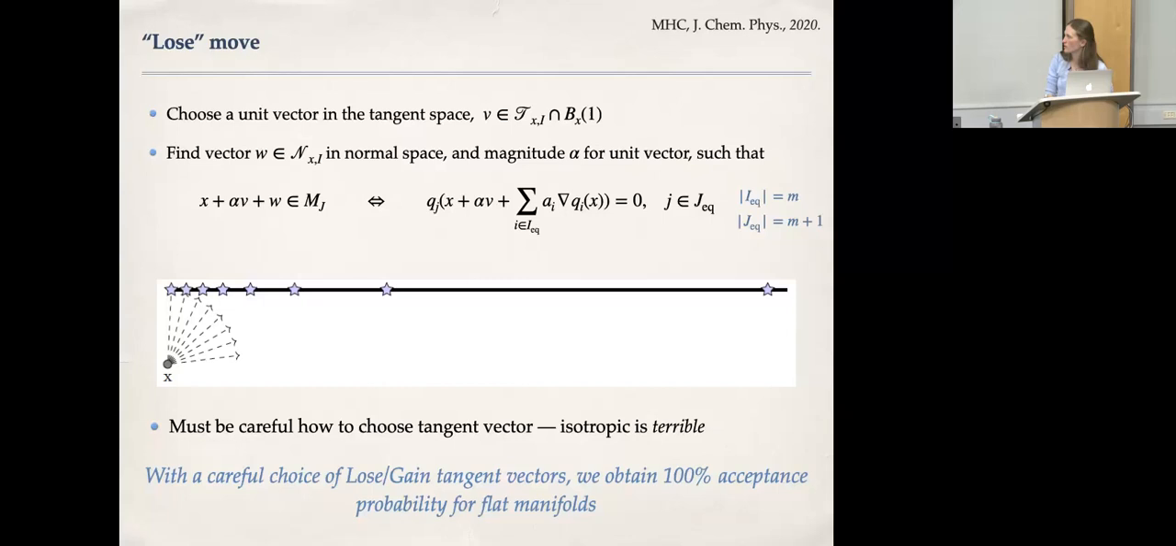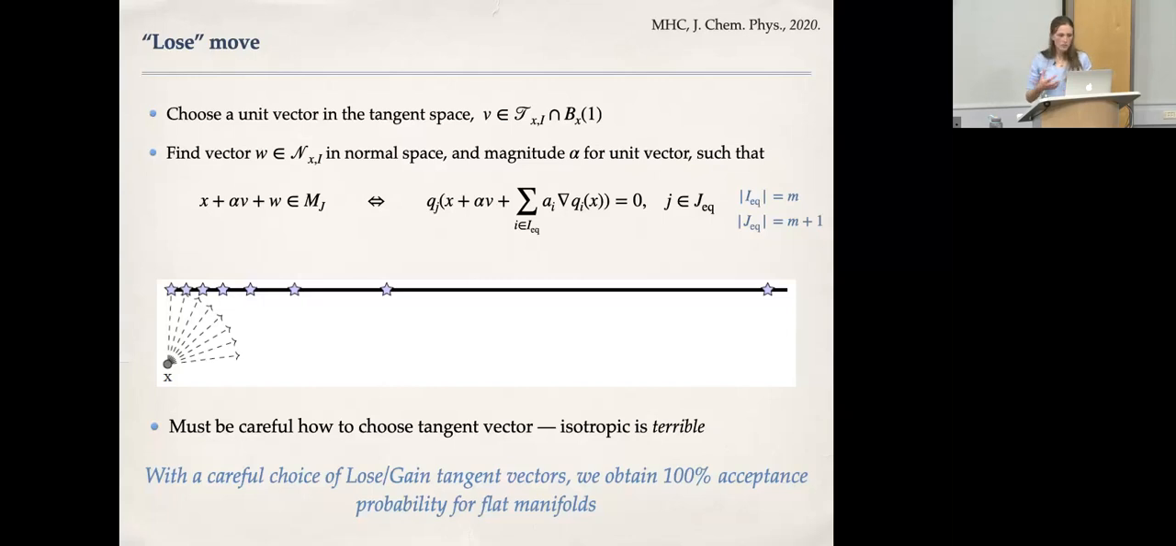We can't propose isotropic moves. What we end up doing is proposing moves that mostly move in the normal direction to the surface, with a little bit of tangential wiggling. And similarly, when we move off a manifold to a higher dimensional manifold, we also move mostly in the normal direction. If we do this carefully, then we can show that we have a method that gives 100% acceptance probability for flat manifolds, and that's an advantage because when we do this for curved manifolds, we can still take fairly large steps and obtain a reasonable acceptance probability as well.